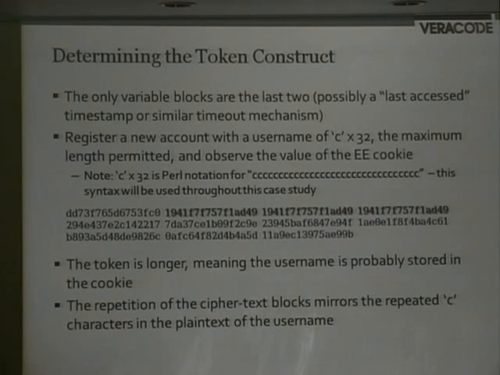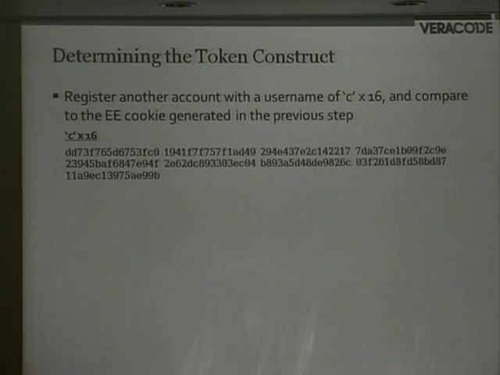And then what's more interesting there is that we see the repetition that I mentioned before. You see the repetition of the ciphertext mirroring that repeated input, the 32 C characters. So what we're doing now is we're going to do this again with a 16-byte, 16 C username instead of a 32 one, and we're going to compare that. And again, we're just looking for patterns.